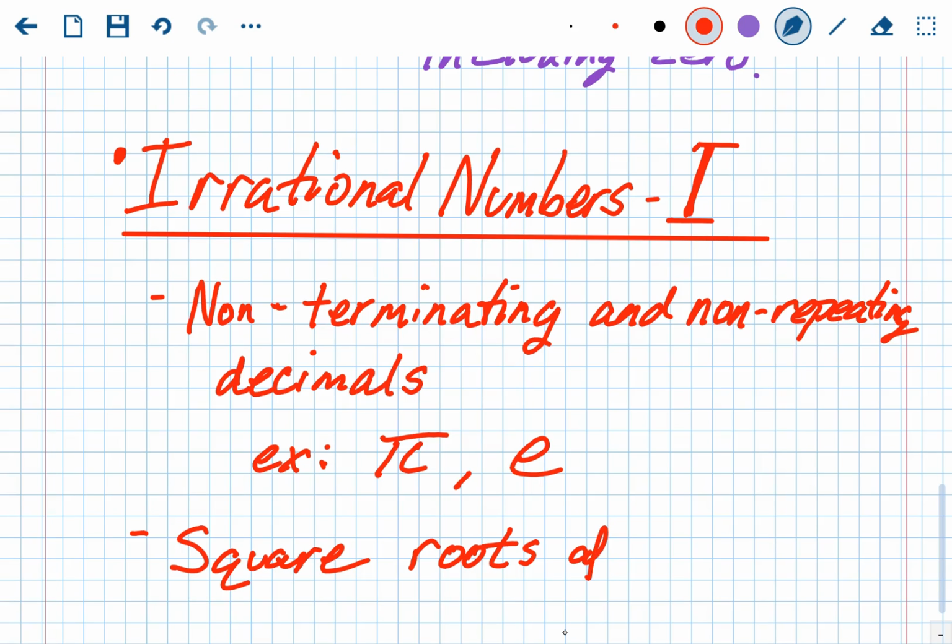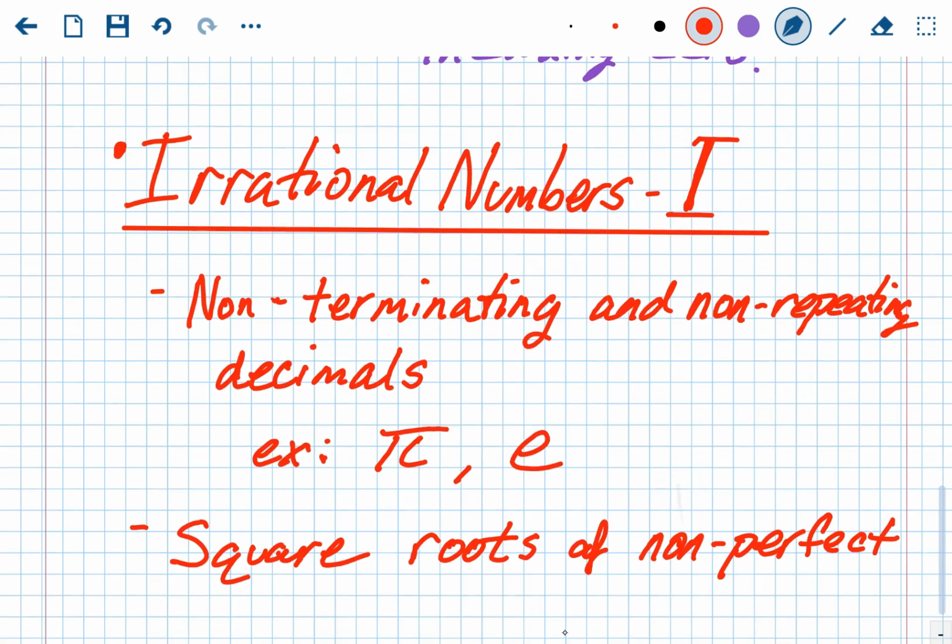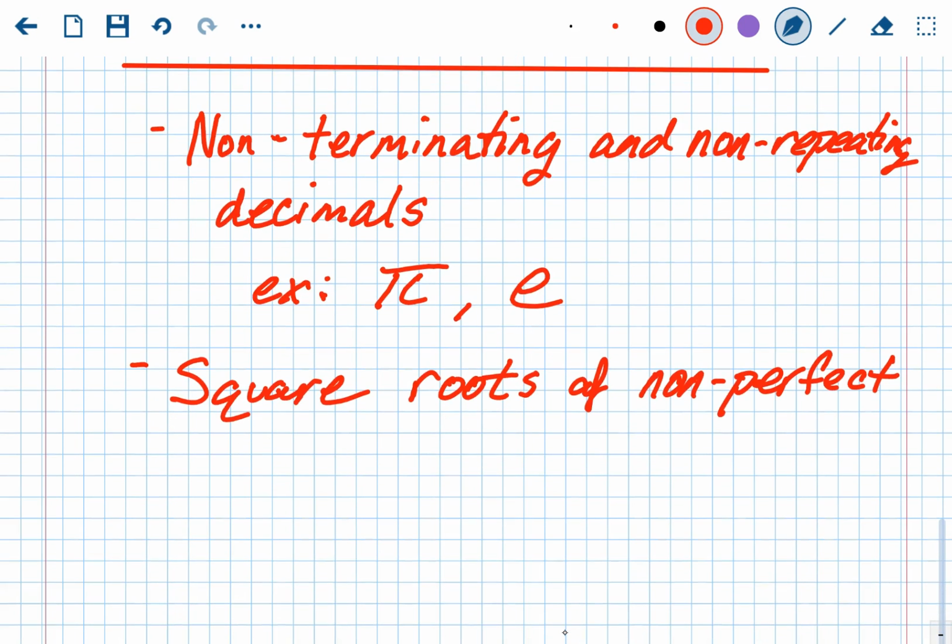Square roots of non-perfect squares. So perfect squares are any integer squared. 9 is a perfect square because 3 squared is 9. 16 is a perfect square, 4 squared is 16. 100 is a perfect square. So any whole number squared is a perfect square.